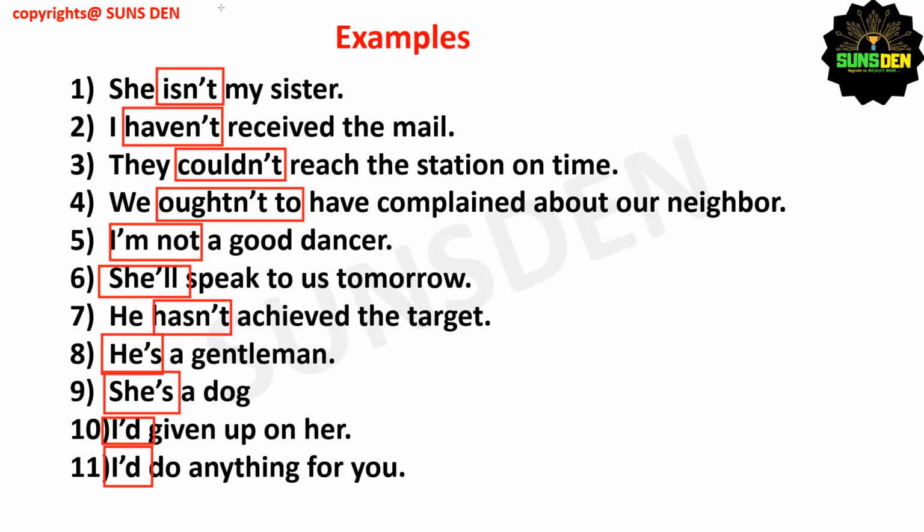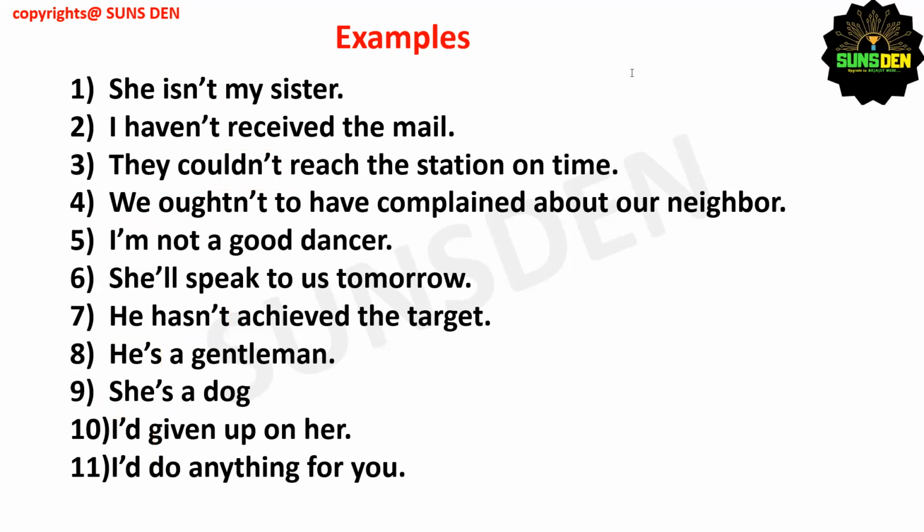The first one, let me write it for you over here. Here it is I had. And the second one here is I would. Now, the 8th sentence is he is. The 9th sentence is she has. Hope you understood the entire difference and it is completely clear to you.